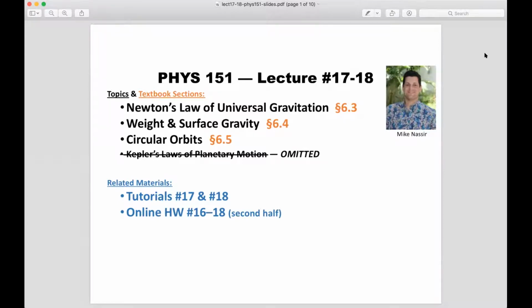The main topic for this lecture is gravitation and applications of gravity, like weight, surface gravity of planets, and circular orbits, which will draw on what we just learned in the previous lecture about uniform circular motion. I'm going to skip a less important topic, which is Kepler's laws of planetary motion, although we'll briefly discuss Kepler's third law, which comes out of circular orbits.